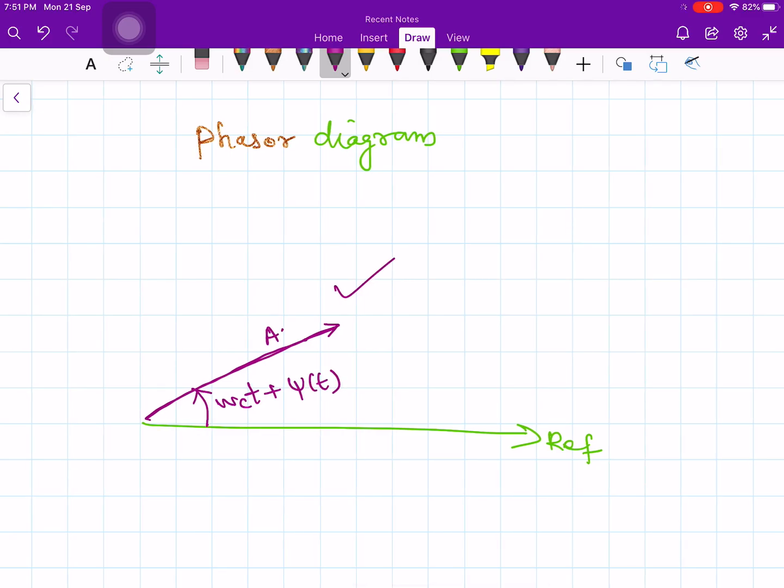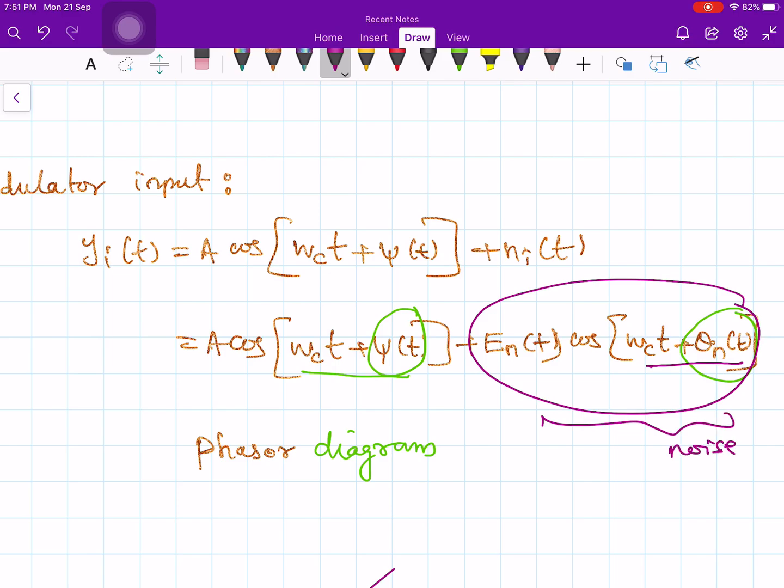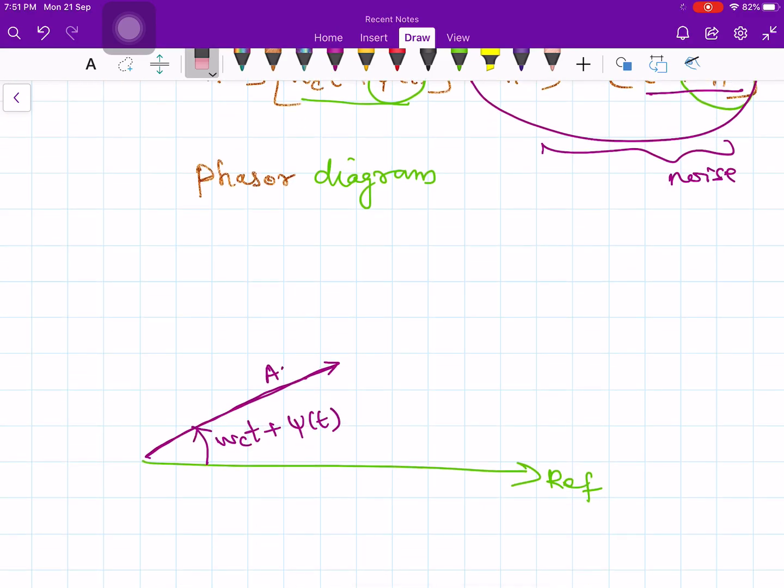Okay, to that you are adding the noise component E n of t times cos of omega c t plus theta n of t. What is the phase angle associated with the noise component? At some particular time instant t, it is omega c t plus theta n of t. Therefore, you are adding the noise component like this. This is my E n of t, and if you extend this line, this is the angle associated with the noise component, omega c t plus theta n of t. The instantaneous amplitude is E n of t.